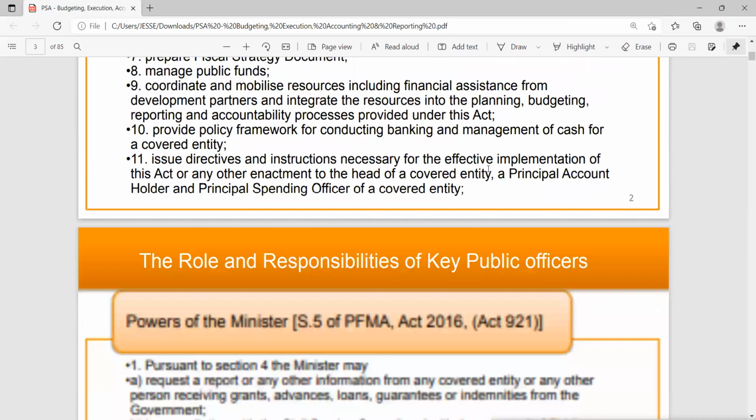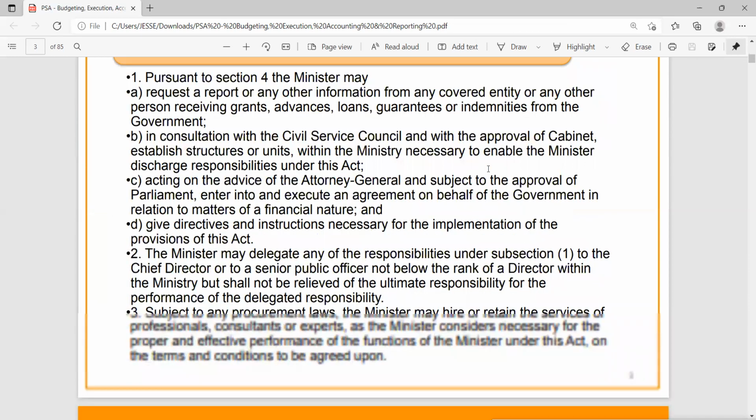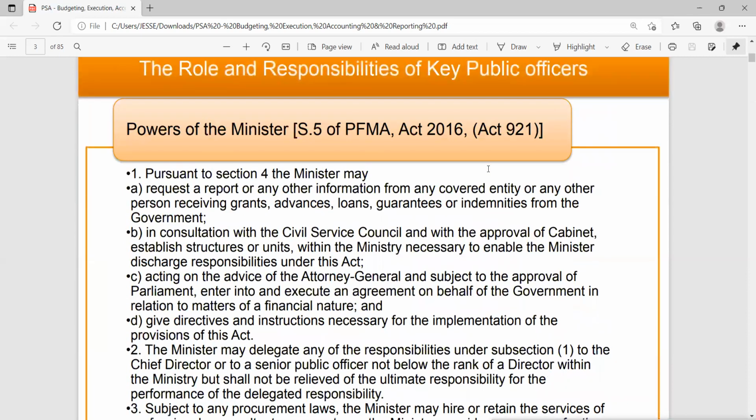Let's move on to some more issues surrounding the minister. Right now, we want to establish what the powers of the minister are in relation to Act 291, right? What are the powers of the minister? So pursuant to Section 4, the minister may request a report or any other information from a covered entity or any other person receiving grants, advances, or any other form of financial assistance, right?